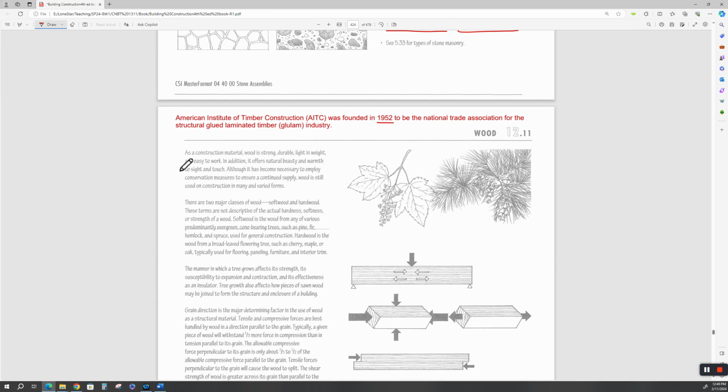As a construction material, wood has been used for centuries, just like stone. It's durable, lightweight, easy to work, it's renewable. You do timber harvesting and replant and maintain your timber farm. You'll be ready to reharvest in 15 to 20 years.